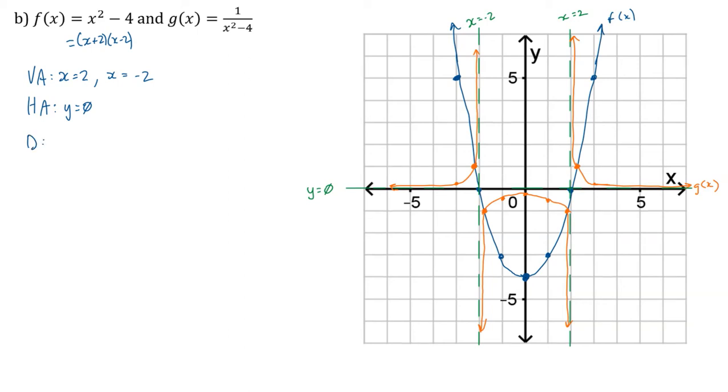Domain. Somebody want to give me the domain? Go ahead, David. X is an element of the real numbers as long as it's not equal to 2 or -2. Very nice. Some people might do this: x less than -2, -2 less than x less than 2, x greater than 2.